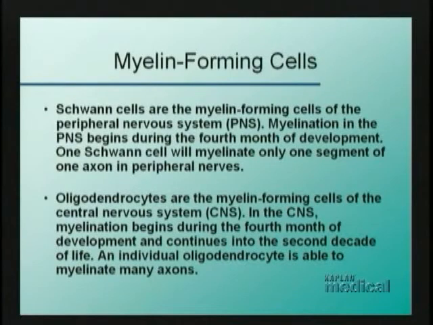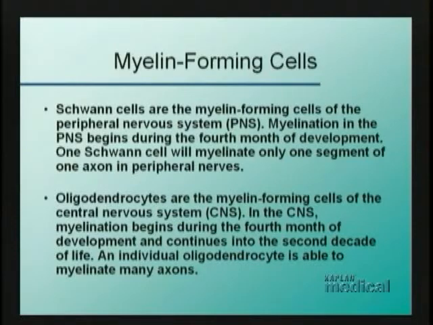The two different forms of myelin-producing cells are Schwann cells in the peripheral nervous system and oligodendrocytes in the central nervous system. A very different feature is how much myelin they make, however. A single Schwann cell is only going to be able to myelinate a single segment of a single axon in a peripheral nerve. So just remember that Schwann means single in this case.